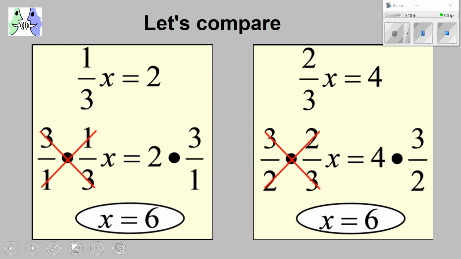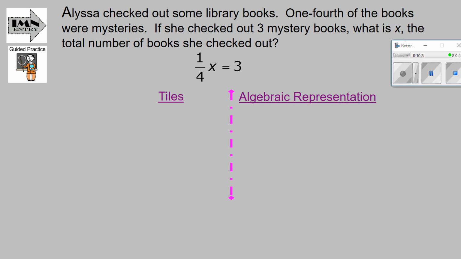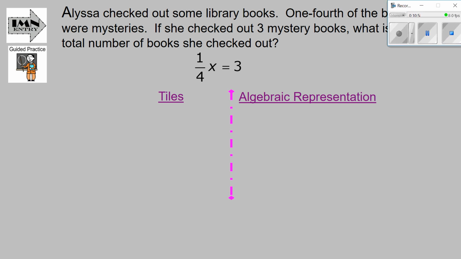We're going to do 3 problems together, and then you'll do the practice ones on your own. Okay, so this first problem talks about Alyssa. And Alyssa checked out some library books. 1/4 of the books were mysteries. If she checked out 3 mystery books, what is the total number of books that she checked out? Okay, so first you have to know that this is a division problem, right? But that we can write it as multiplication, because any division problem we can write using the reciprocal.